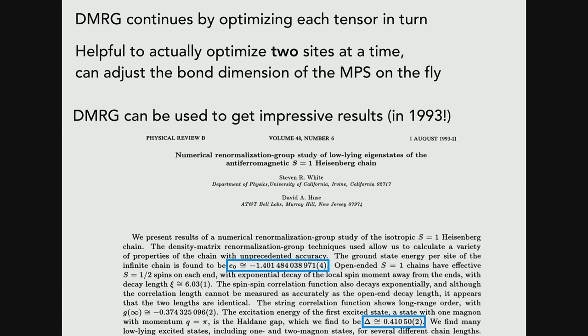So while this debate was happening, in comes this method, gets the ground state energy to however many digits that is, like 9 digits or something, and then gets the gap to like 5 digits. So this method was pretty impressive already from day one. And this is back in 1993, so you can imagine you can do a lot more even more recently.